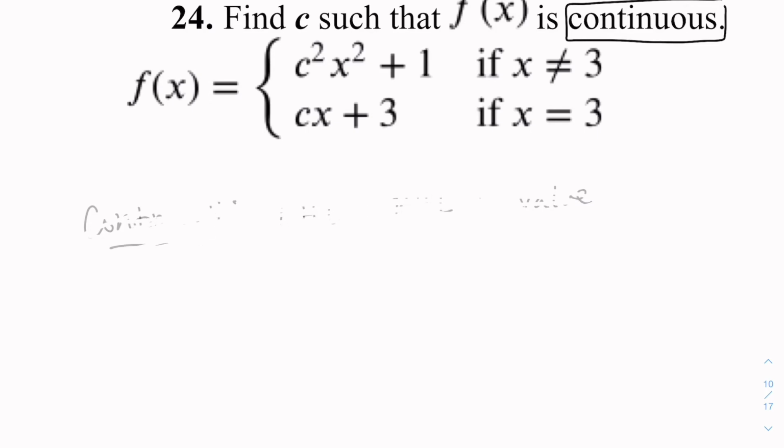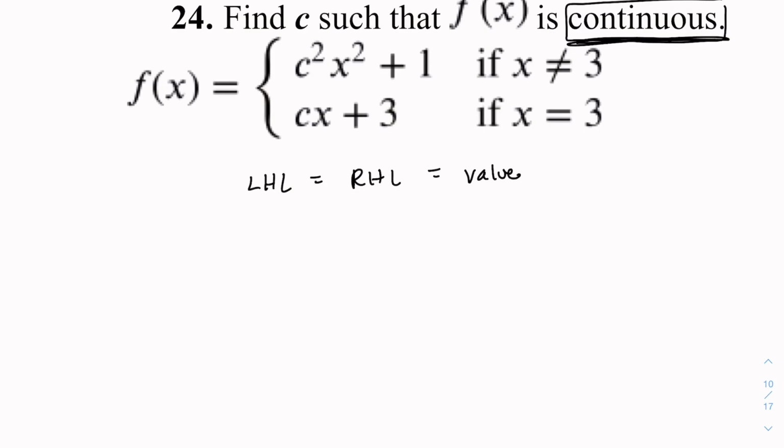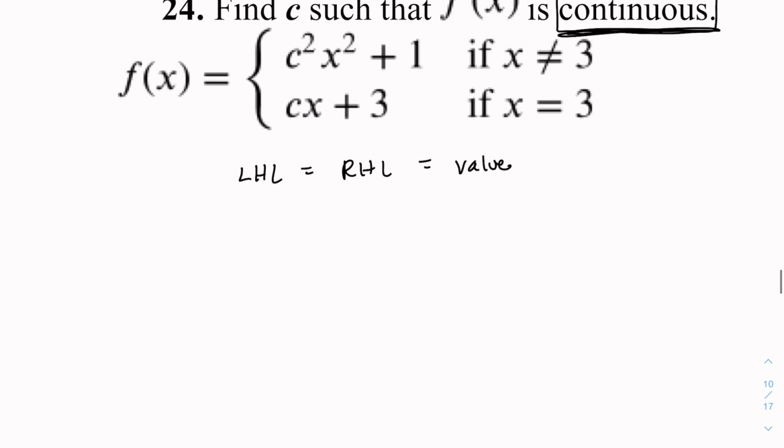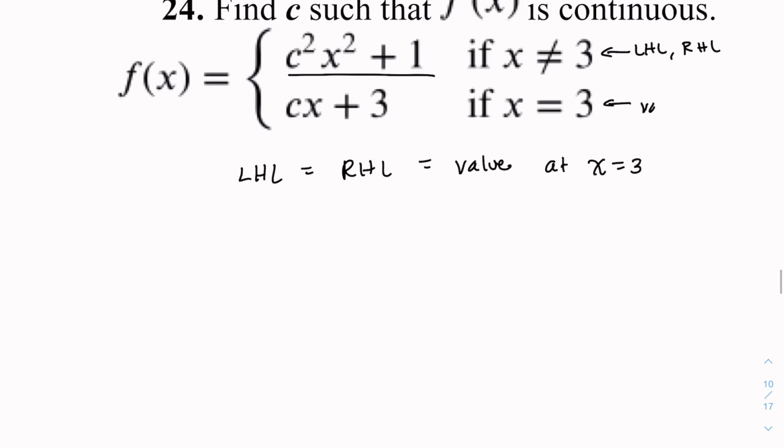Okay, first, I'm showing my work. So, I'm just writing the definition of continuity. Left-hand limit equals right-hand limit equals value. And also we want to make sure it's continuous, specifically at x equals 3, because that's the break point. So it says when x is not equal to 3, we're following this function. Well, if x is not equal to 3, that means you could be on the left of 3, you could be on the right of 3, you could be everything except for 3. So this is both my left-hand limit and my right-hand limit. And then it says if x equals 3, so that would be my value.